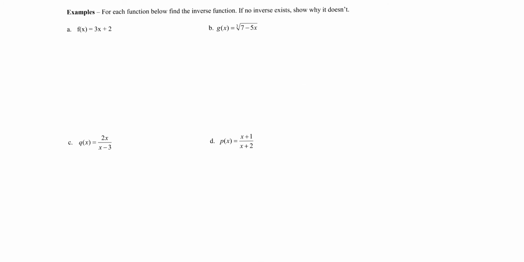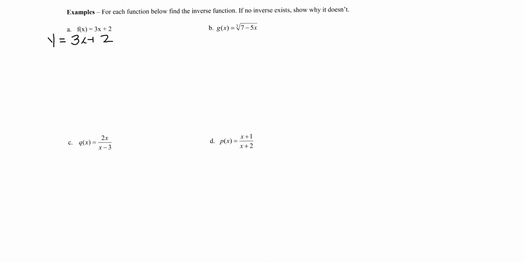Okay, so now we're going to find the inverse for a function. And if no inverse exists, we're going to show why it doesn't. To do this, to find the inverse of a function, first thing you're going to do is take your f of x and replace it with y. So we're going to make the equation y equals 3x plus 2.